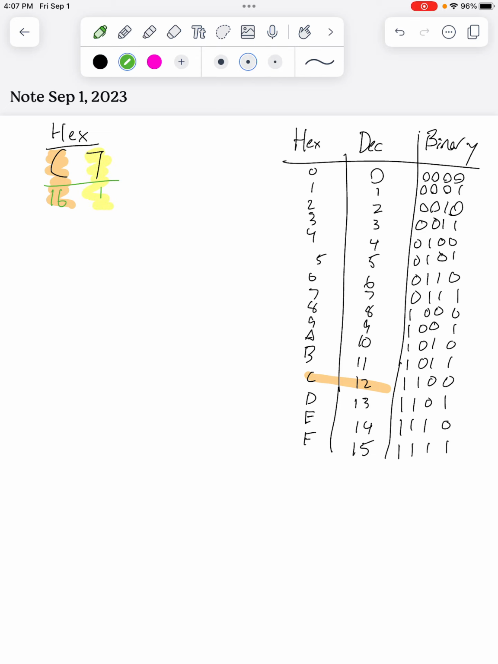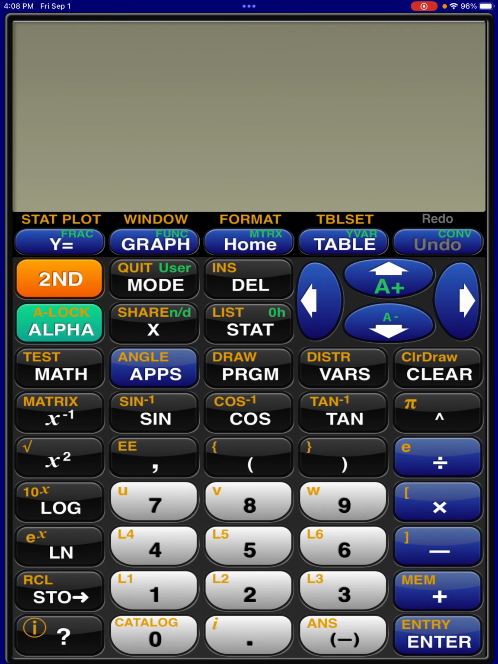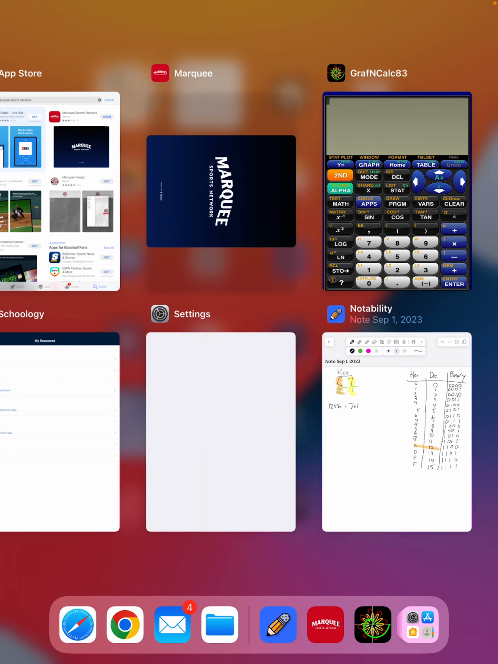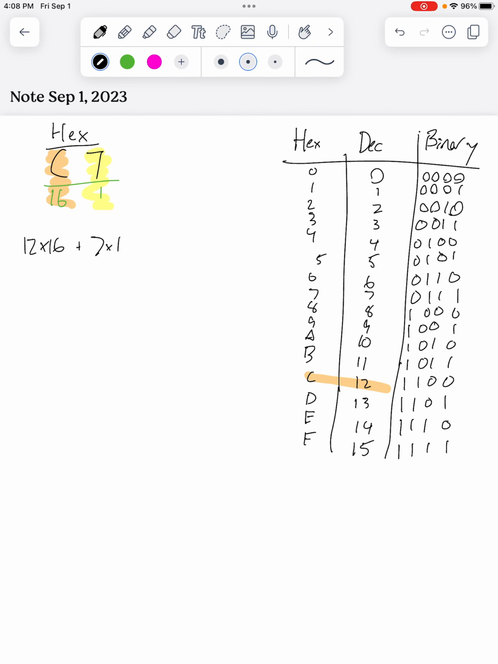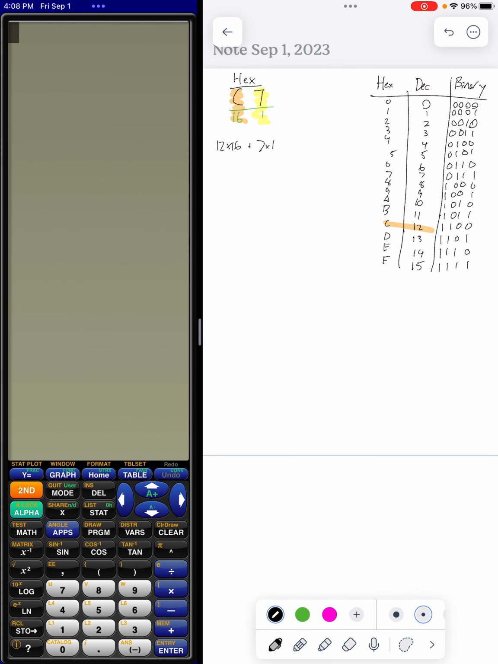And so what I just like to do is after I've labeled those out, it's really easy. So C 16's is the same thing as saying 12 16's, and 7 1s is 7 1s. So 12 times 16. I can pull up my calculator app, and it might be most useful to split screen it, which I am forgetting how to do because I am a little tired right now. That's fine. There we go.